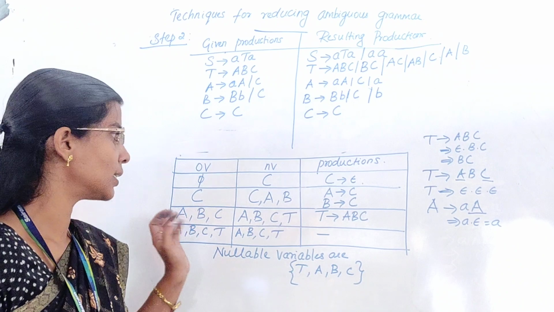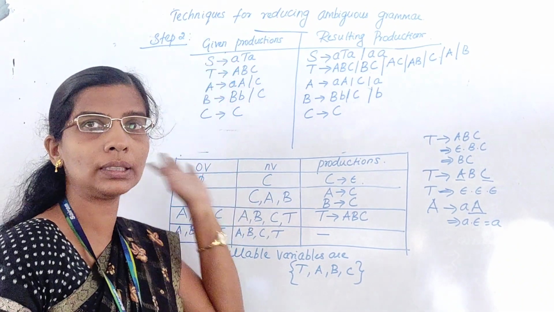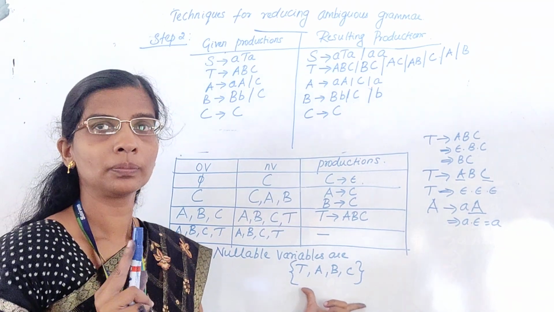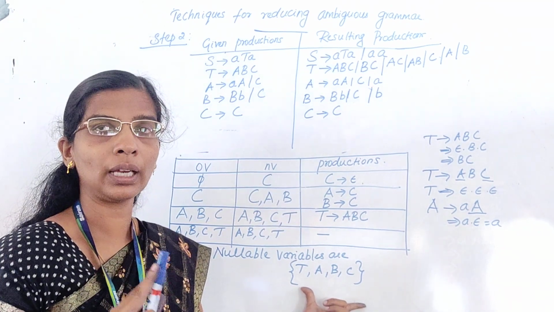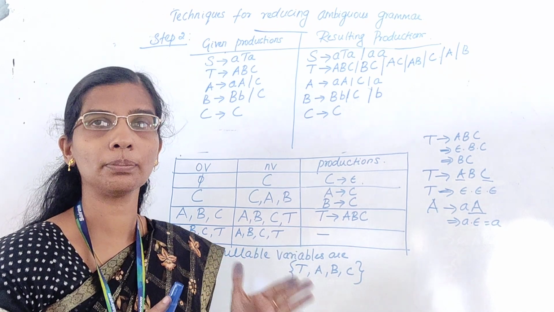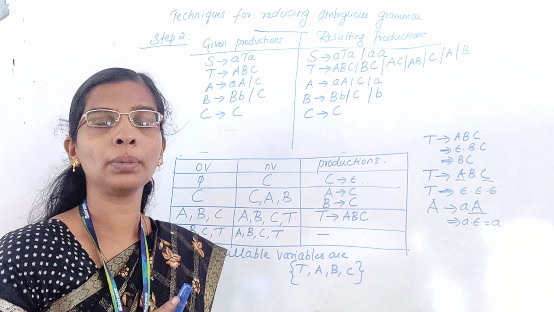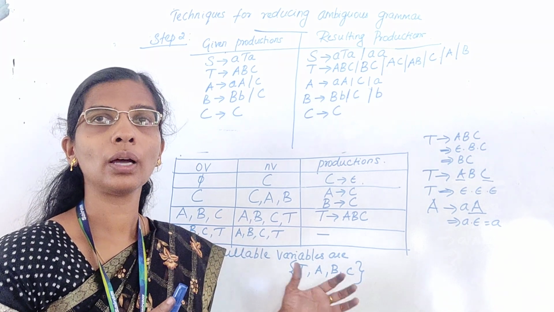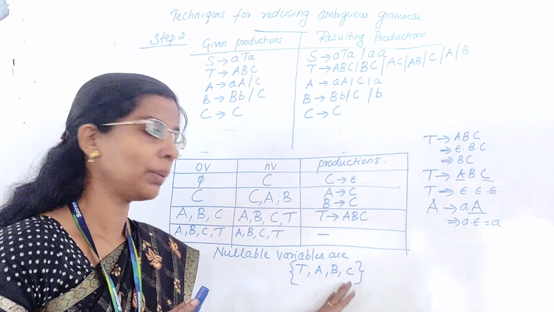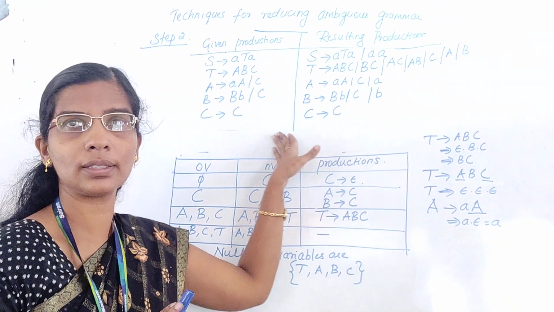Here the start symbol is S. If you see the question, you can understand the start symbol is S. But here S is not a nullable variable, so no need to include at most one epsilon. I'll tell once again: if your start symbol is a nullable variable, you have to include at most one epsilon. Here my start symbol is not a nullable variable, so you won't get the next step.